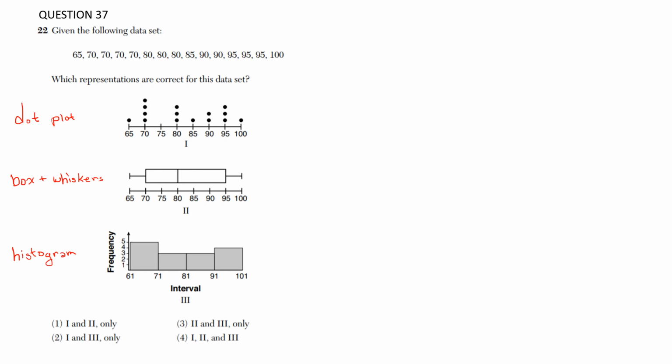Now let's quickly write out on the side here what each frequency is for each one of these values. So you have 65, we have 70, we have 80, we have 85, 90, 95, and 100. There's 1 65, there's 1, 2, 3, 4 70s, there's 1, 2, 3 80s, there's 1 85, there's 2 90 values, there's 3 95 values, and there's 1 100 value.